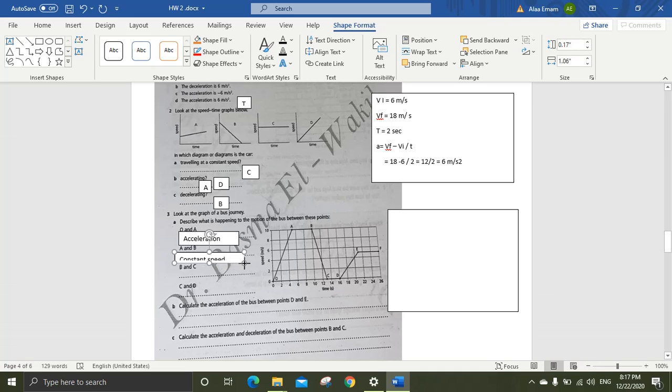Just need to make the box a little bit bigger. All right, however, from B to C, now the speed is decreasing with time, so this is deceleration, or you can simply say slowing down, right? And between C and D, as the time passes, the speed is zero. Speed is zero means that the object is not moving, right? So you can simply say the bus stops.